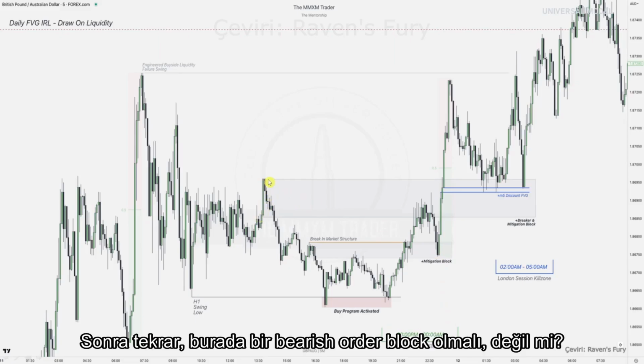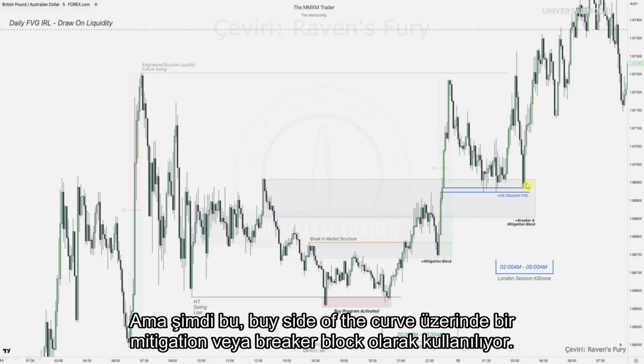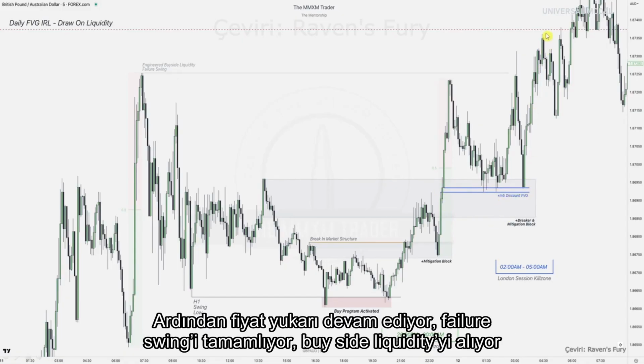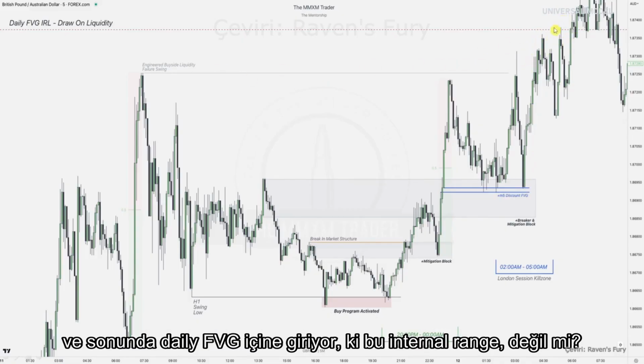Then again over here, this should be a bearish order block, right? But now it's being used as a mitigation or breaker block on the buy side of the curve. And then we had that 5-minute fair value gap formed inside our kill zone. And then price continues up, completing that failure swing, taking out buy side liquidity, and eventually going into the daily fair value gap, which is internal range, right?